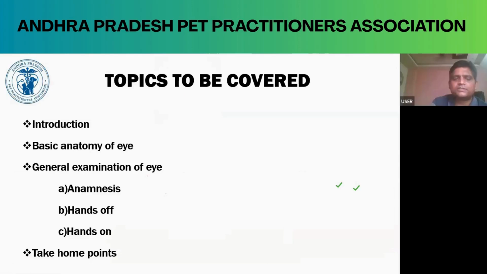So here, generally we will come across the introduction part, the basic anatomy of the eye. I will not touch the in-depth of the eye structure. Whatever is needed, I will come across in this topic. And the general examination of the eye. In any case, we will get the anamnesis, that is nothing but history collection, and how we will approach through the hands-off examination, and then next the hands-on examination, then the take-home points.